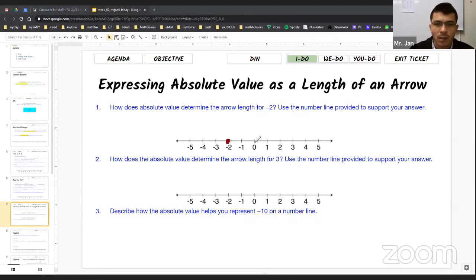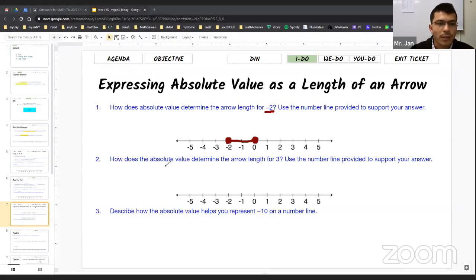This is -2 and this is 0, because when you talk about the absolute value of a number, you always find that number and 0, and pay attention to the distance between the 2 numbers. As you see, it's just 2 units. Use the number line to support your answer. So I just did it. You locate that number and always 0, and see how many blocks are in between. It's 2 blocks. That means the absolute value of -2 is 2.